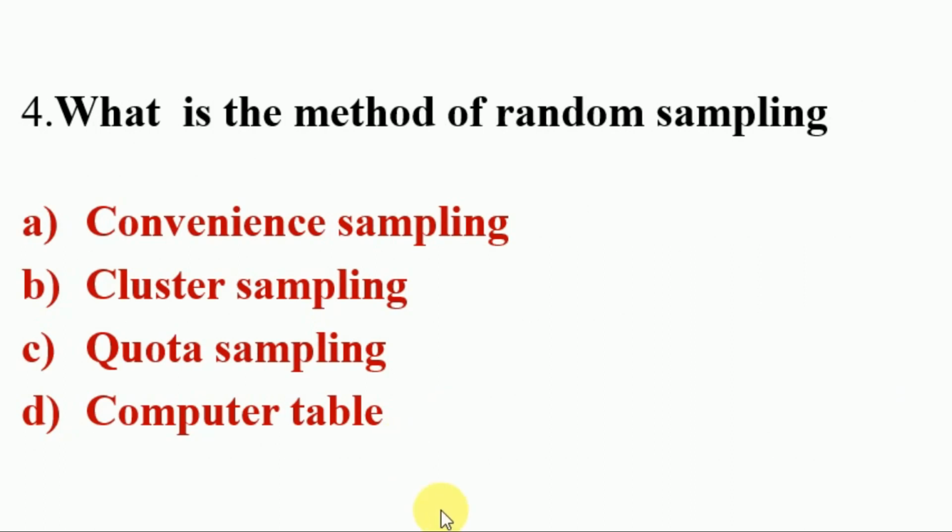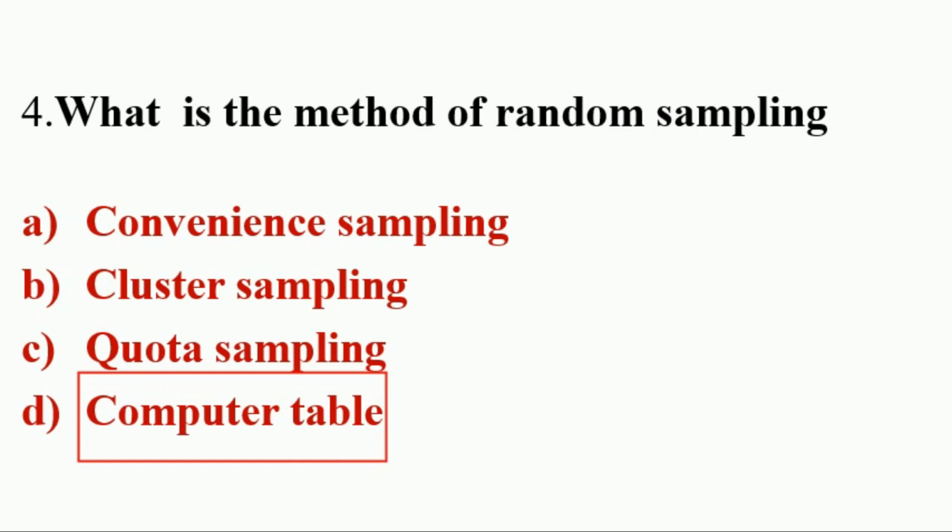Next question, what is the method of random sampling? Options: A. Convenience sampling, B. Cluster sampling, C. Quota sampling, D. Computer table. Answer is D. Computer table. So computer table is a method of the random sampling.